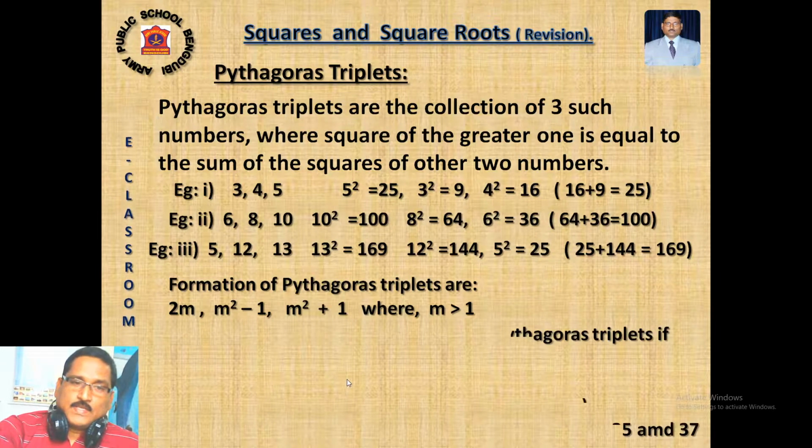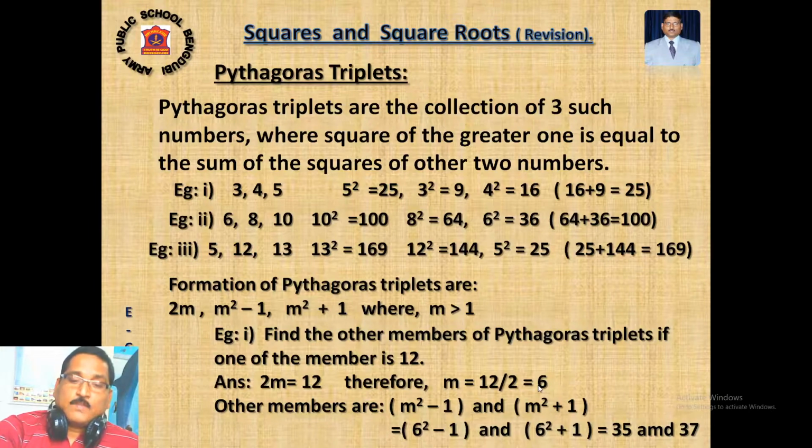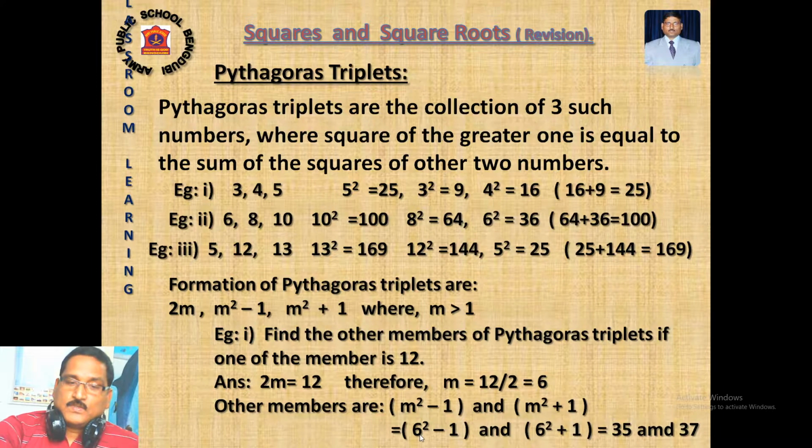Say one example. Find the triplet for 12. One member is 12. How to find the other two members? So 2m is equal to 12, therefore m is equal to 12 by 2, that is 6. Now the other members will be m square minus 1, that is 6 square minus 1, and m square plus 1, that is 6 square plus 1. 6 square minus 1 is 35, and 6 square plus 1 is 37. So the Pythagoras triplet is 35, 37, and the given member 12. Understood?